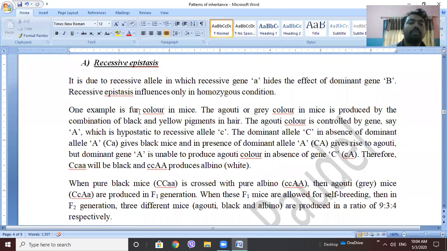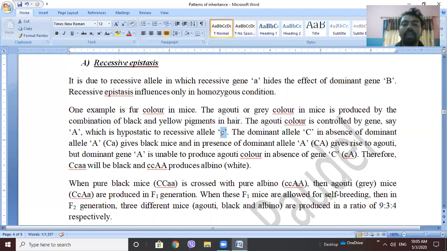So now let's look at the fur color in mice. Ab yesma chai mice ma chai yo egoti athwa gray color, black ra yellow pigment ko combination bata production cha, and this egoti color lai chai, let's suppose a bhanne kunai euta gene le control garcha. And now ab yo ta a dominant gene ho, yadi bhane elai esko recessive allele, let's suppose c, yo pani supposition ho.